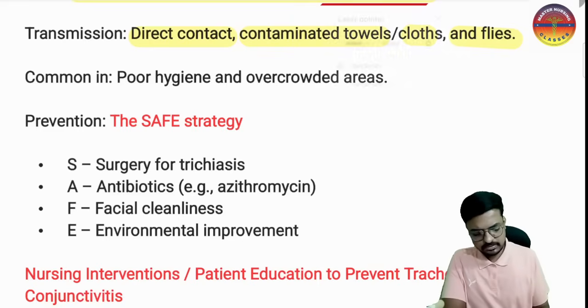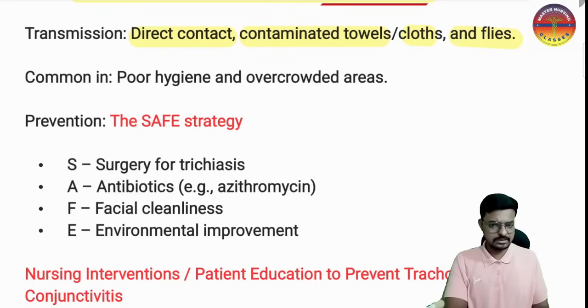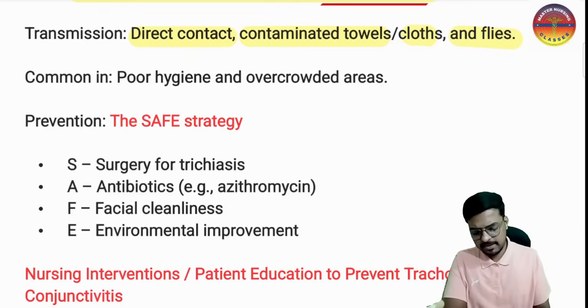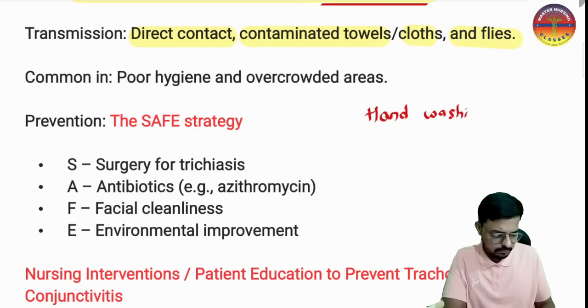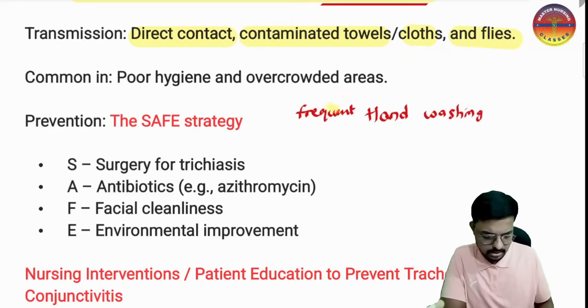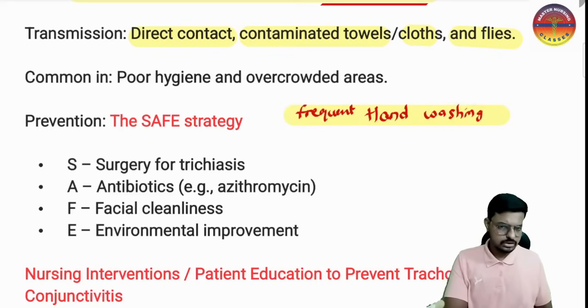So how is it getting transmitted? We know it is by direct contact, by sharing towels, kerchiefs and cloths. That is the reason, whenever a patient is admitted with contaminated conjunctivitis, the first and best intervention we have is to educate the healthcare providers and the caretakers of the patient about frequent hand washing. Frequent hand washing is a very important phrase. It is the main strategy which will prevent the transmission of trachoma.